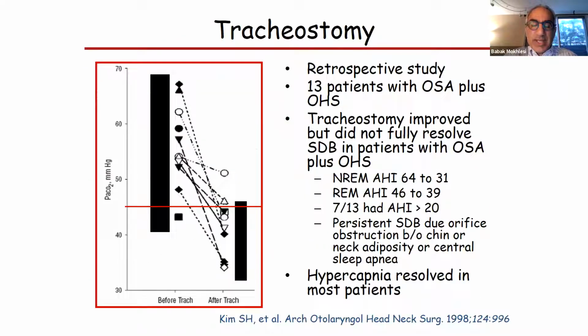Tracheostomy, again, you would think there would be a lot of studies on tracheostomy, but there isn't. This is a retrospective study from Hopkins looking at 13 patients, most of whom had evidence of hypoventilation, and you can see that PCO2s after surgery went down. This line is 45 millimeters of mercury. But it's important to recognize that some patients, despite getting trached, hypoventilation persists.